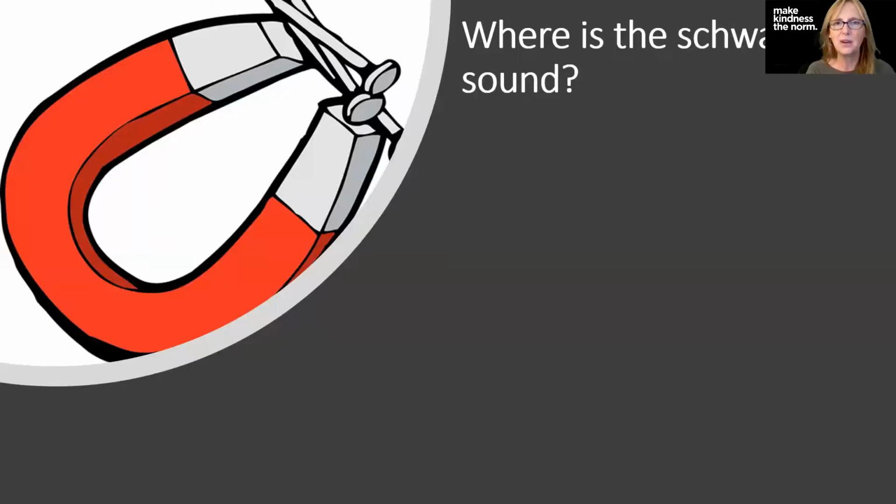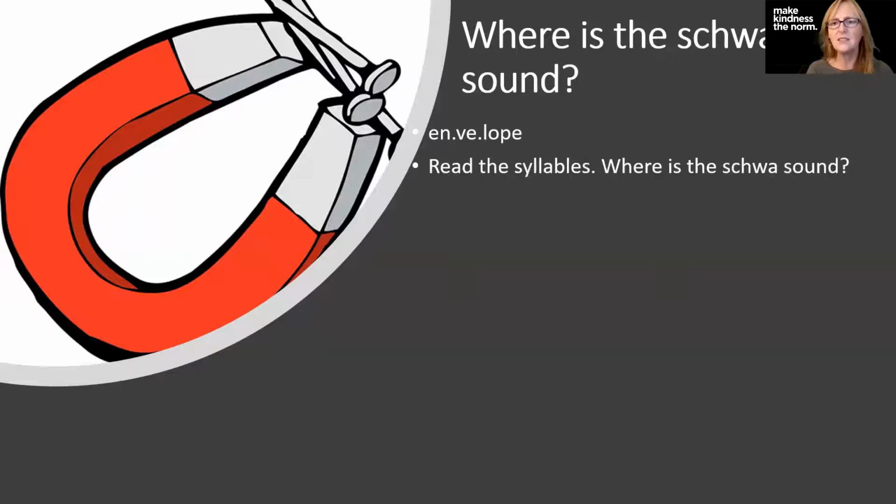Let's give it some more practice. Envelope or envelope? Which one do you say? People say things differently too. Envelope or envelope? Which one do you say? If you can hear either way, you hear the schwa in the second syllable, envelope, envelope. So there it's spelled with an E that time.